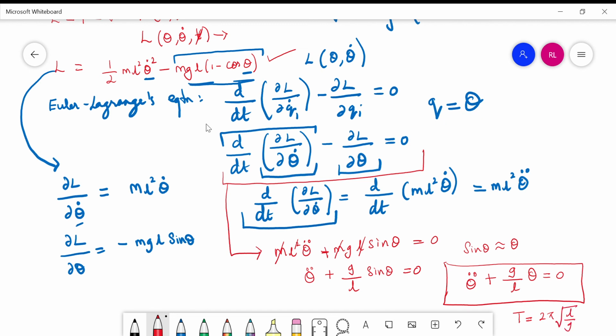So this is the technique, or the process, to get the equation of motion from the given Lagrangian of a system with the help of the Euler Lagrange equation. If you want any clarification, please comment.